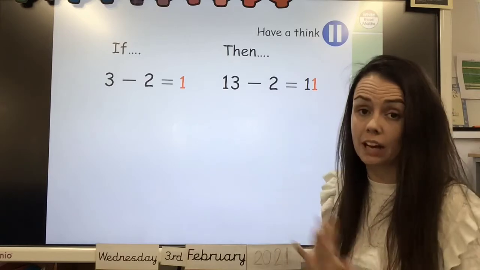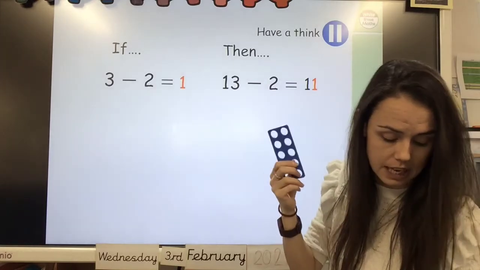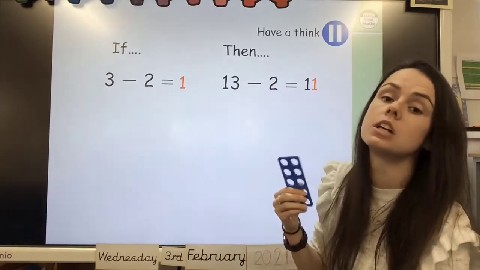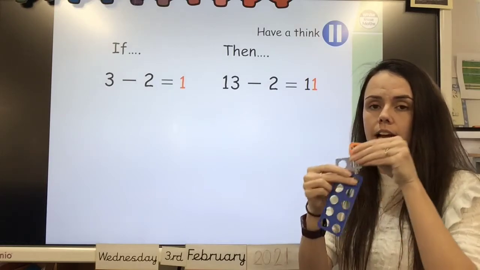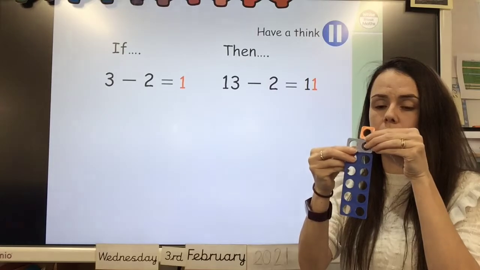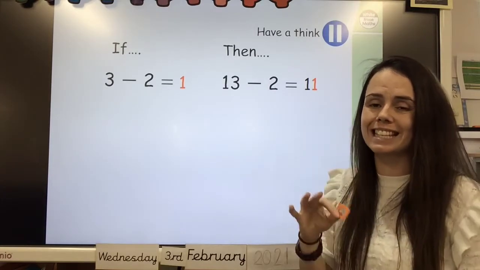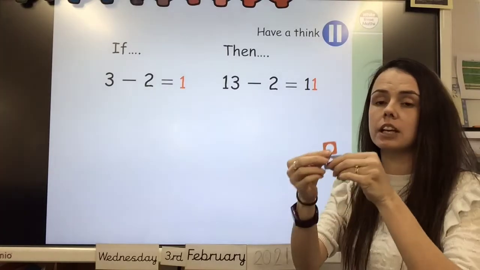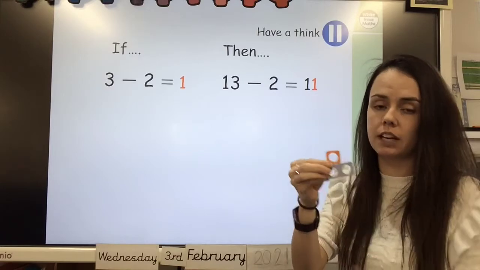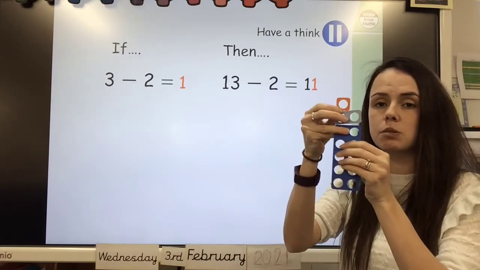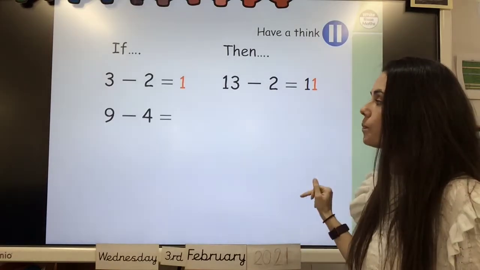Because what we have, and I'll show you our numicon, is 13, and I'm going to make a 10, a 2 and a 1. So we've got 13 here, and I'm taking away 2, which makes 11. That is the same as this side, because if I had 3 and I took away 2, I'll just have 1. And if I had 13 and I still take away these 2, I just have 11. Done. Let's try another one.